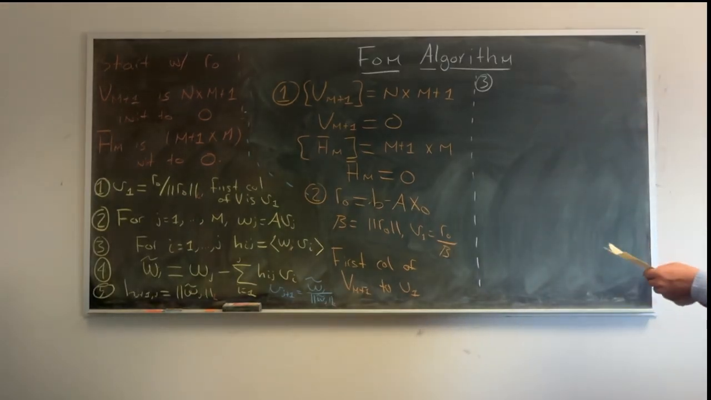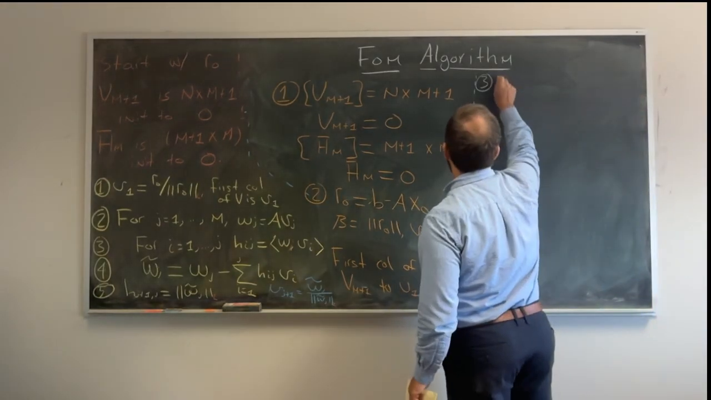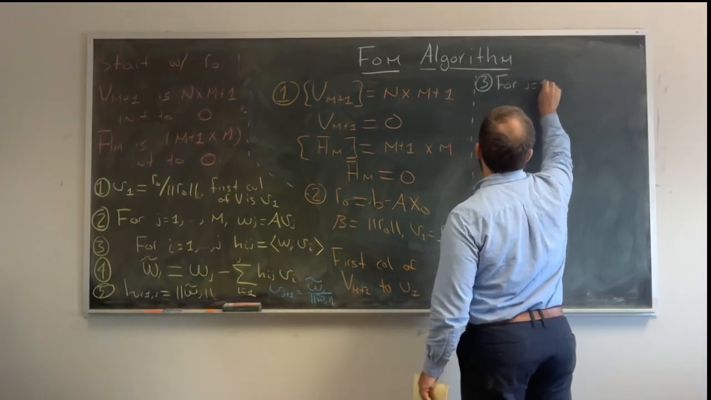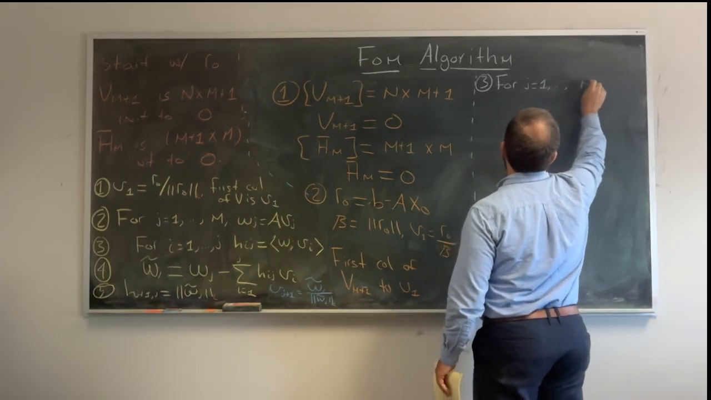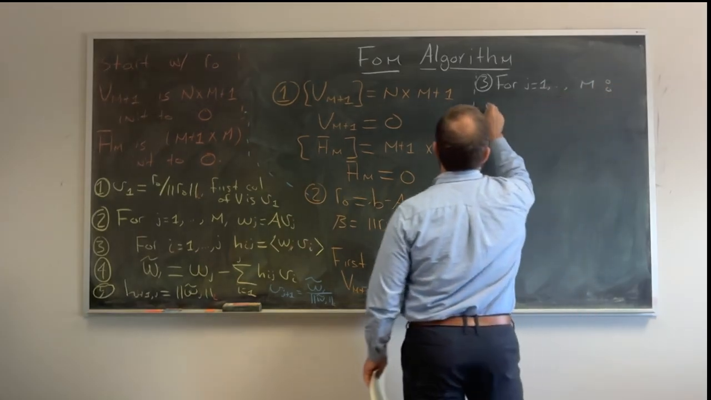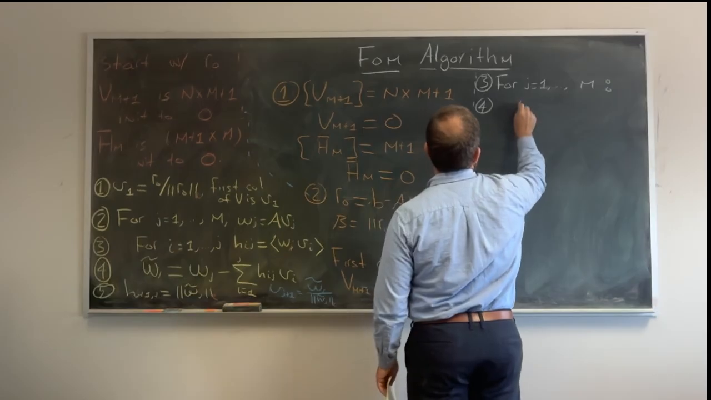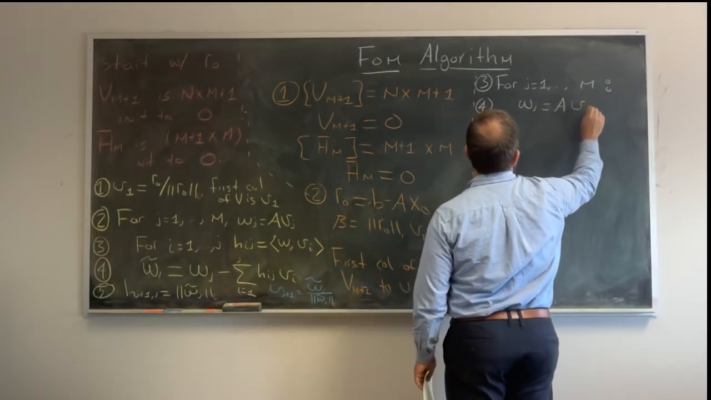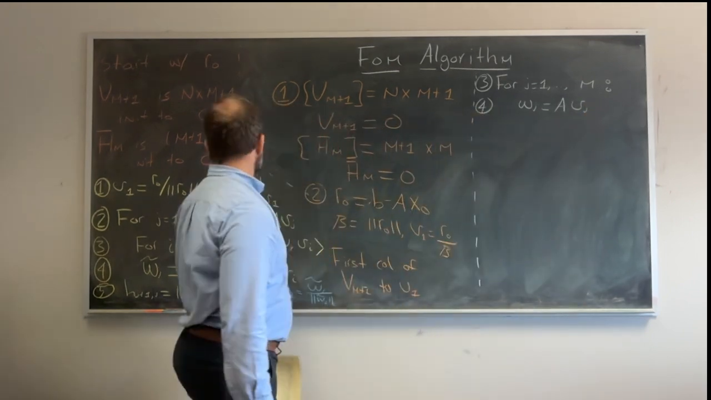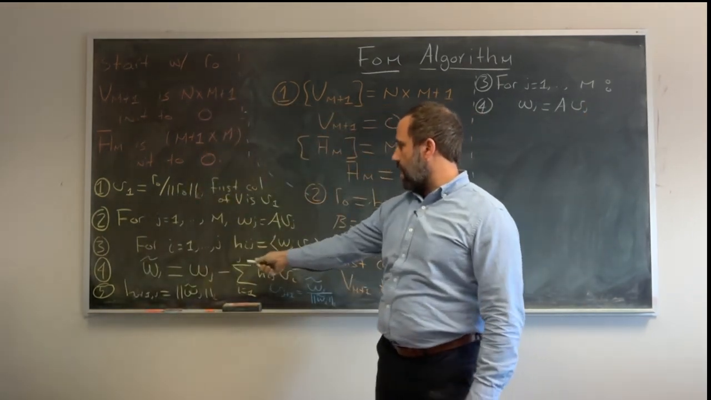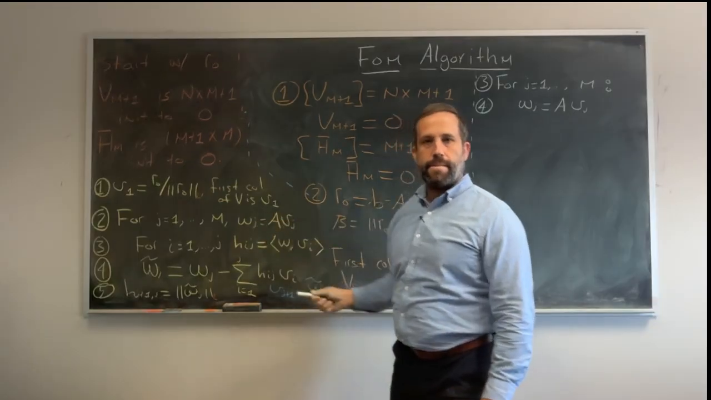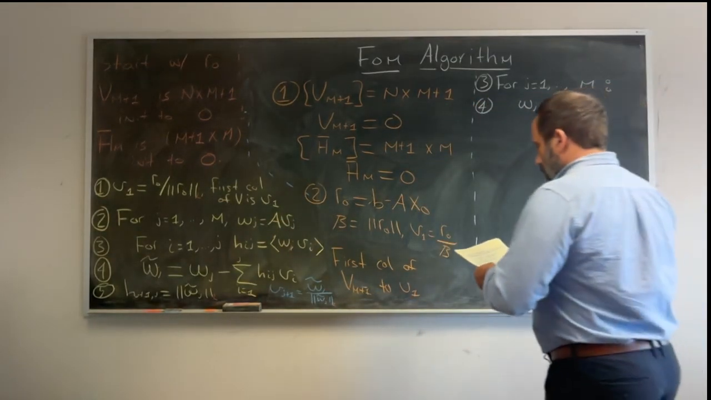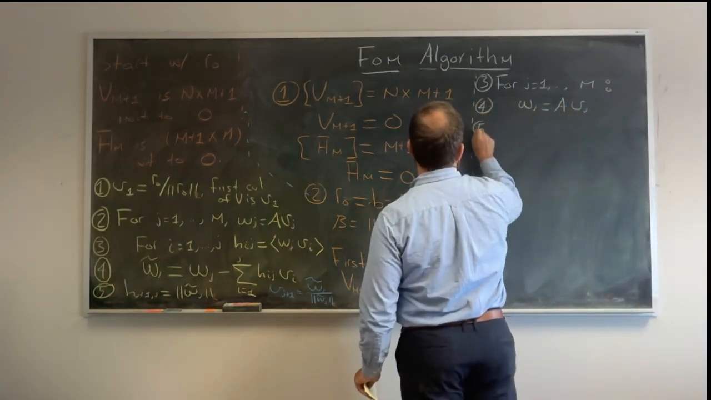Step 3 is going to be the loop. This is going to be the outer loop. So for j equals 1 up to m, we're going to do the following. We're first going to compute wj, which is going to be A applied to the vector vj. So it's like this step over here. wj is going to be equal to A applied to the vector vj. Now we're going to have our inner loop.